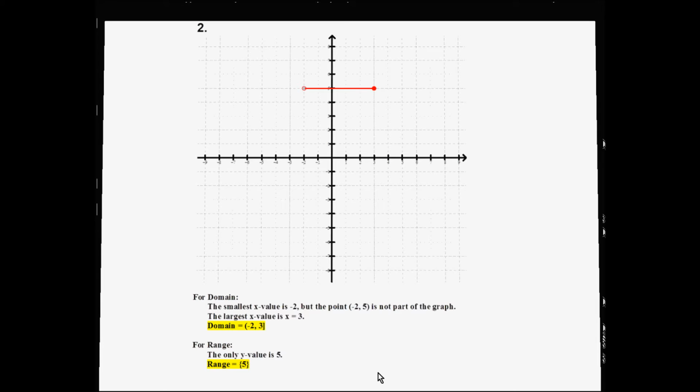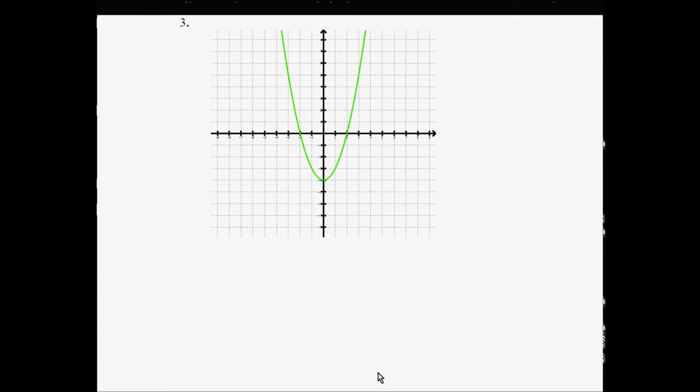Let's try another one. A parabola. Okay, this point is 0, -4. My x-intercepts are -2, 0, and 2, 0. Now, the parabola keeps going up, up, up, and spreading further to the left, further to the right. So if I try to find the domain, there is no point furthest to the left, so it goes from -infinity. And the same thing happens on the right. There is no furthest point to the right, because this keeps going toward the right. So the domain is all real numbers, -infinity to infinity.